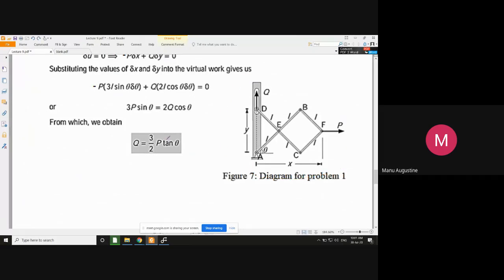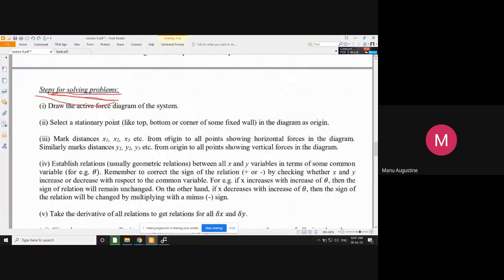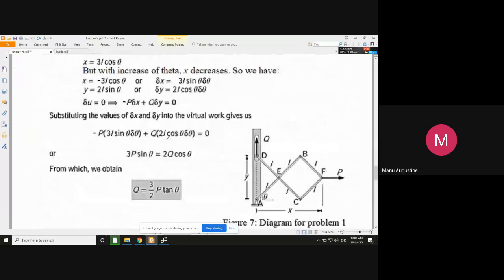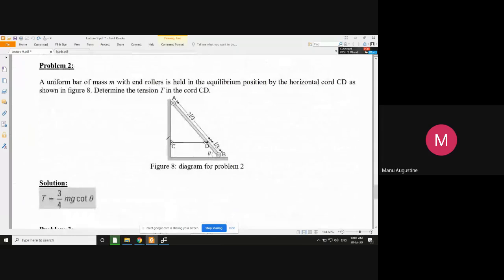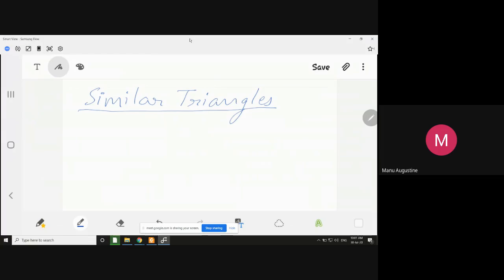Now today, before continuing with further, more complicated examples, I would like to take up some basic concepts that you have studied in your school days. And these concepts are going to come in handy in solving your problems of virtual work. So, the first concept that I want you to recall from your school days is the concept of similar triangles.